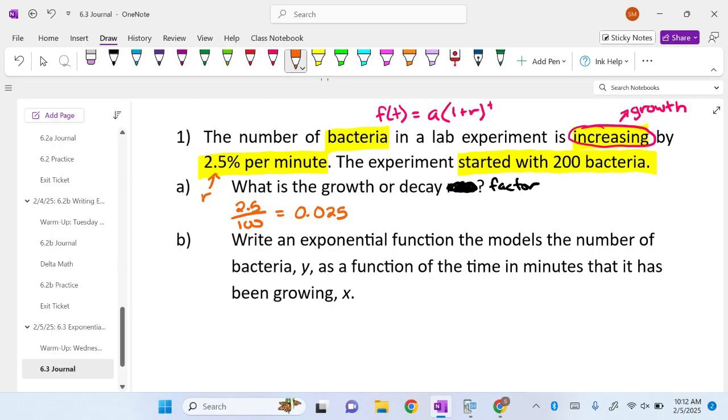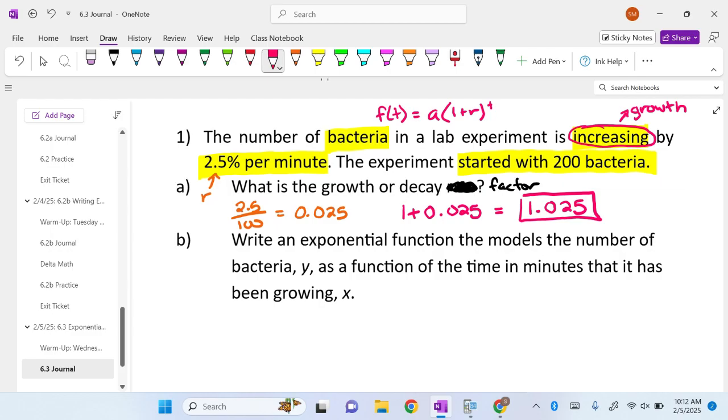So you do the 1 plus r, replacing the r with that decimal. So we're going to do 1 plus our r value, which is 0.025. And if we equal that, this will be 1.025. So this is our growth factor.